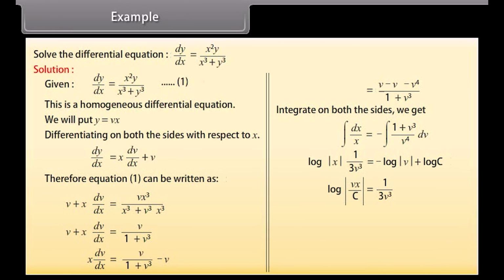Log of mod of v x by c equals 1 by 3 v cube. It implies that vx by c equals e raised to the power 1 by 3 v cube. It implies that y by c equals e raised to the power x cube by 3y cube, or y equals c into e raised to the power x cube by 3y cube.